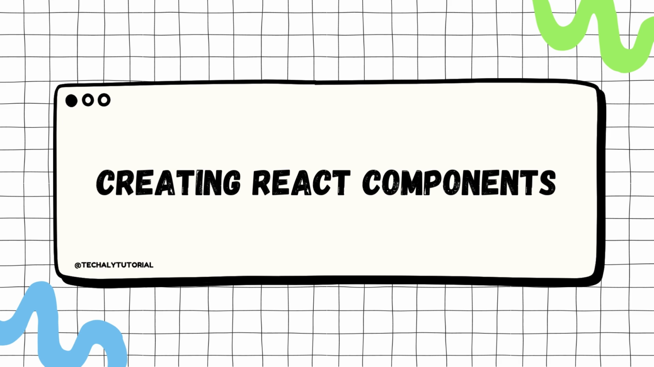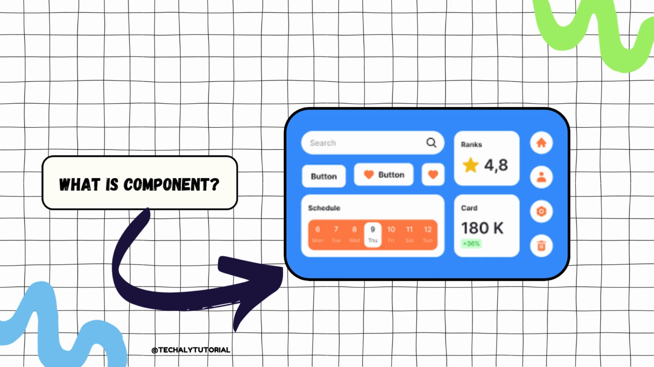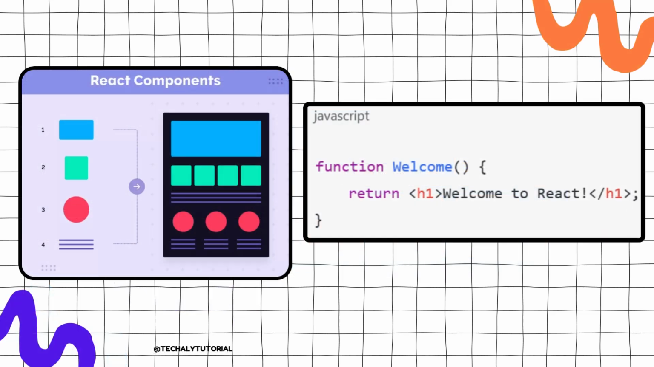Our second step is creating a React component. This is a very crucial part of working in React. What is a component? Components are reusable pieces of UI, like Lego blocks you can mix and match. They let us keep code organized and avoid repeating ourselves. Creating a simple component, we have a basic example here. This component can be used like an HTML tag.